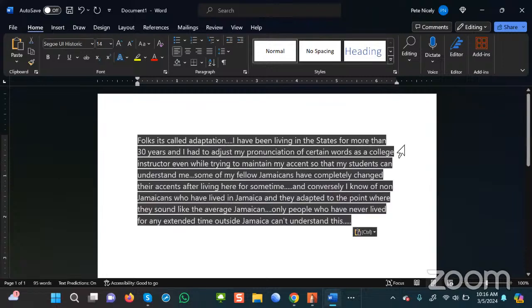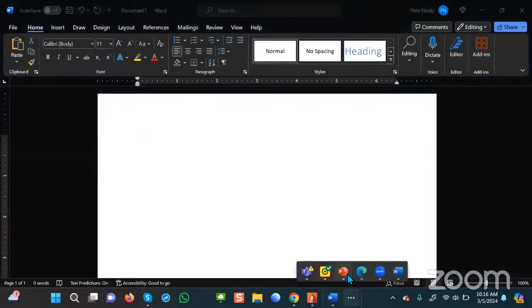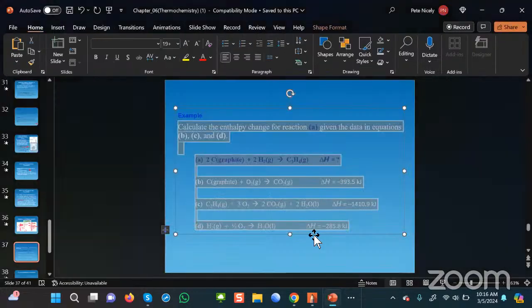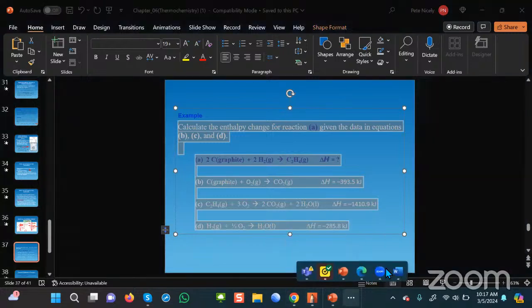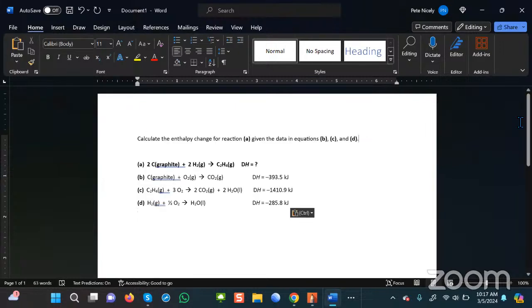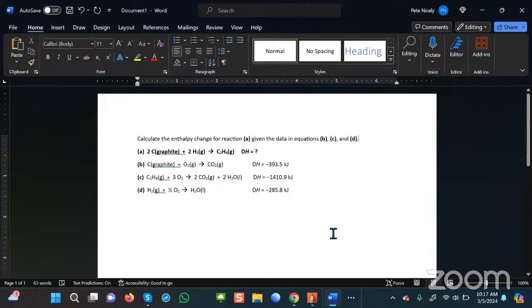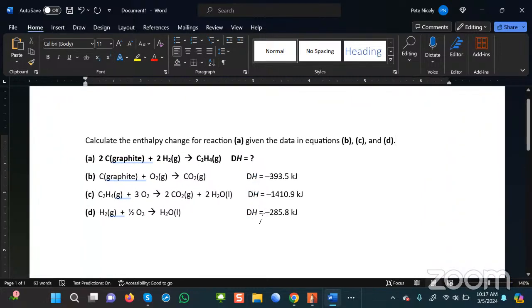Oh, wait a minute. Looks like I copied something from earlier. Go back to the PowerPoint, Control C. Then I go to Word, Control V. Okay, so this is a question right here. And it did not completely replicate what was there before, because these should be delta. So please keep that in mind.